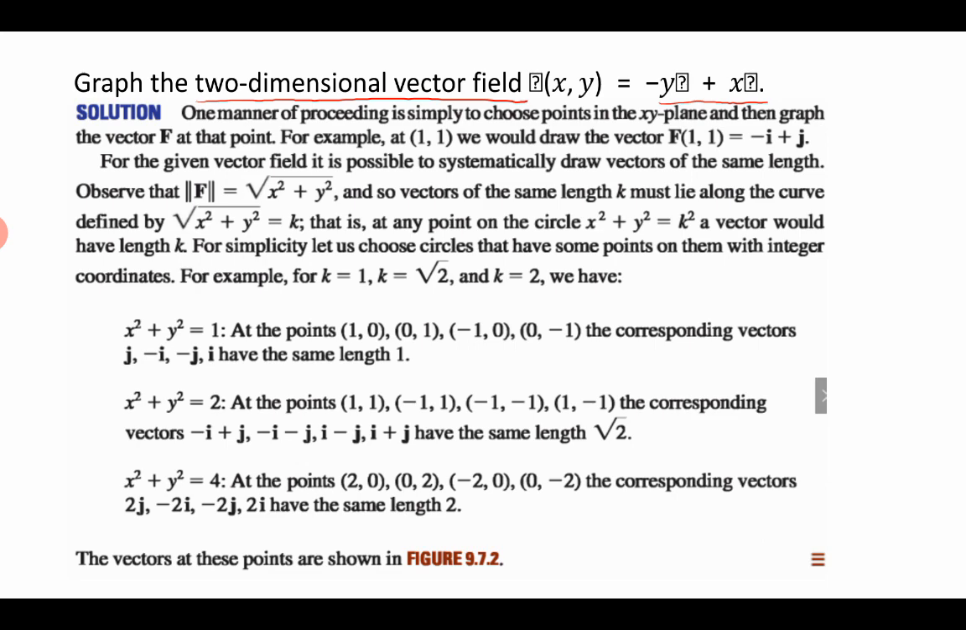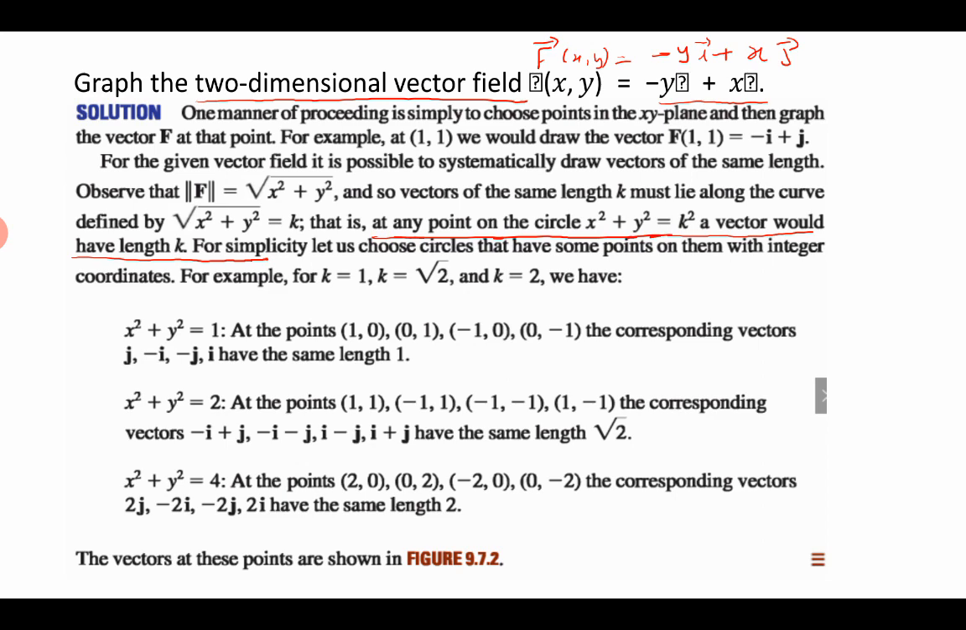So this function is nothing but F vector of x comma y is negative yi plus xj. Negative yi plus xj. This is the vector, right? So how to draw this vector? We have a point here. It should be noted down. At any point on the circle x square plus y square equal k square, the vector would have length k. That's the point we are going to use.